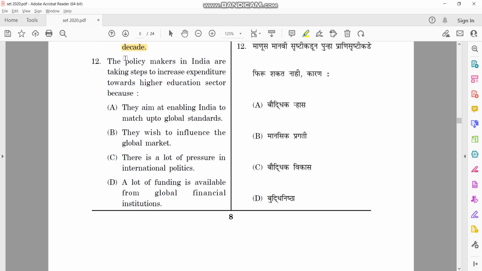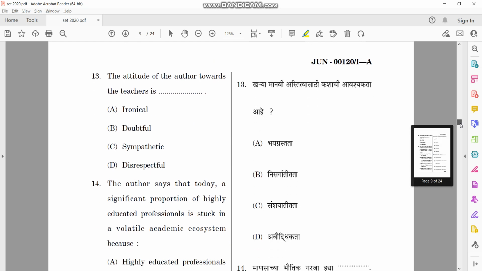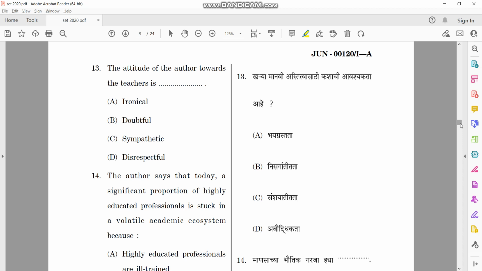Moving to the next question, the policy makers in India are taking steps to increase expenditure towards higher education sector because the correct answer is A. They aim at enabling India to match up to global standards. That's why they are providing more funds so that India can be at the global level and at the global standards. The attitude of the author towards the teachers is, if you read the passage, then you will get to know that it is sympathetic.